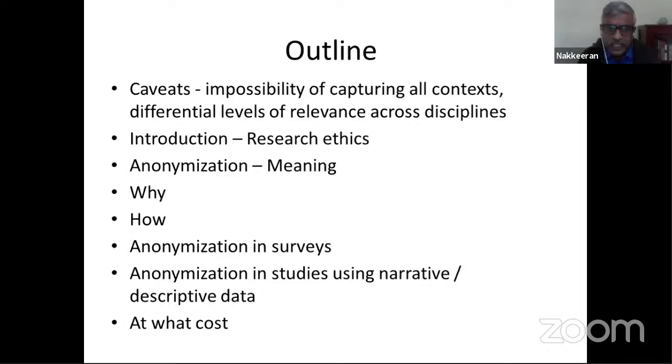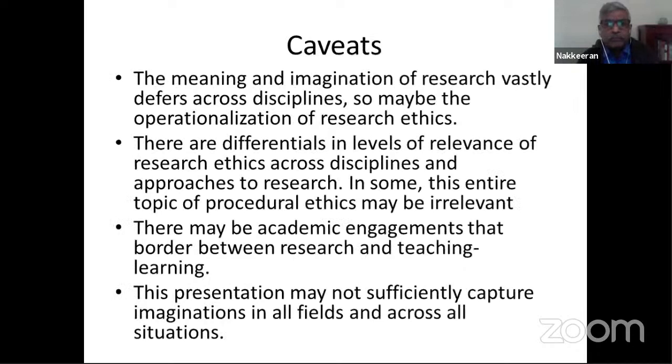So this is going to be my outline of this presentation. I'll start with a set of caveats. I will introduce research ethics with a slide, then begin with a one-sentence definition of anonymization. Why anonymization? How we anonymize in the field, and across research procedures, like our research approaches, like a survey or in research where we use a lot of narrative and descriptive data, particularly the way Professor Hani was referring to, and also anonymity at what cost. So these are some of the topics I want to explore. Some of the caveats, as I already said, the meaning and imagination of research differs vastly across disciplines, and so may be the way we operationalize research ethics.